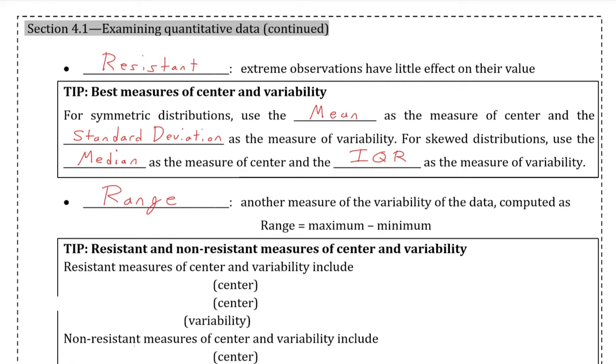Range is another measure of the variability in the data, computed as the maximum value minus the minimum value. It is rather simple to find, but it is not resistant at all, as the maximum and the minimum values can be, and often are, extremely different than the majority of the dataset.